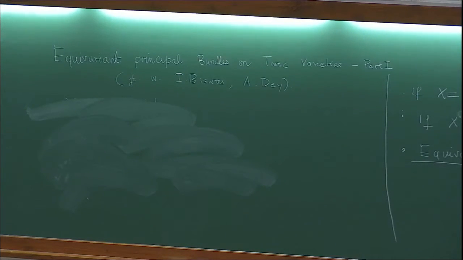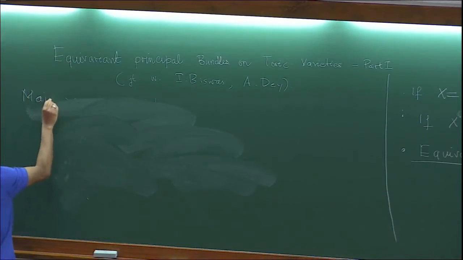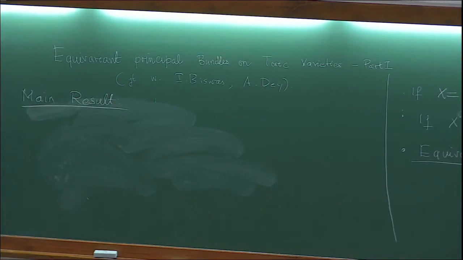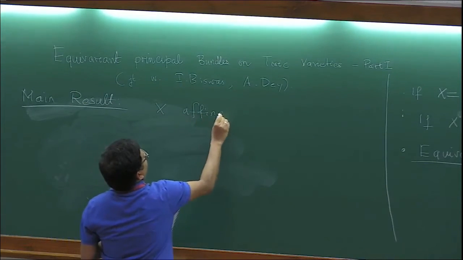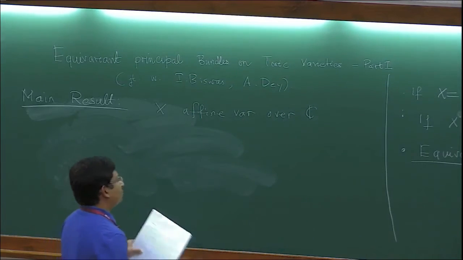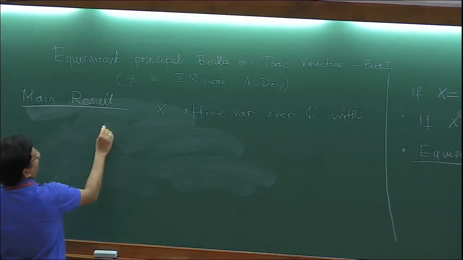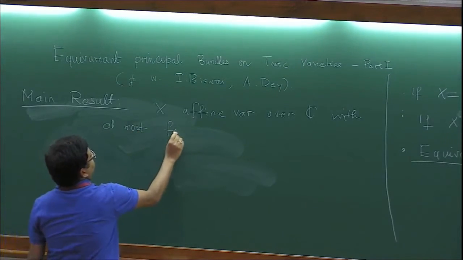So, okay. Now, here's our main result. X is an affine variety over C with at most factorial singularities.